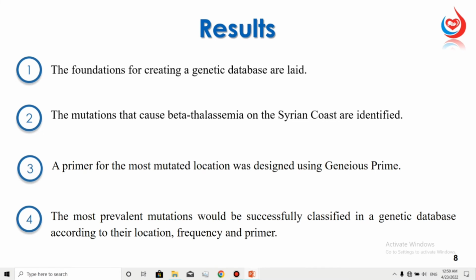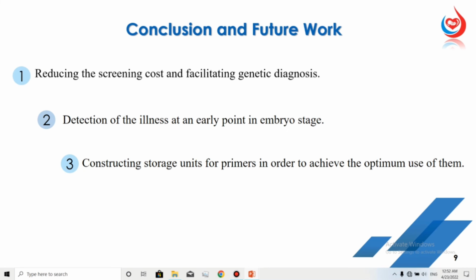This technique could be of low cost and efficient in comparison with other described methods. To sum it up, detecting the most frequent mutations would help to reduce the screening cost, and enhance and facilitate early genetic diagnosis of beta-thalassemia in families and in high-risk couples. Thus, the illness can be detected at an early point in the embryo stage, which can be done by conducting a PCR test, so that a suitable gene therapy would be prescribed for the embryo.